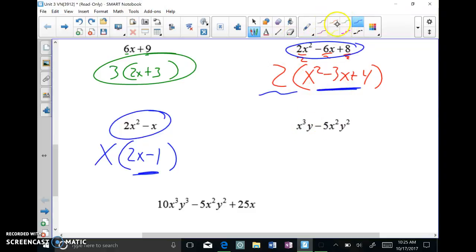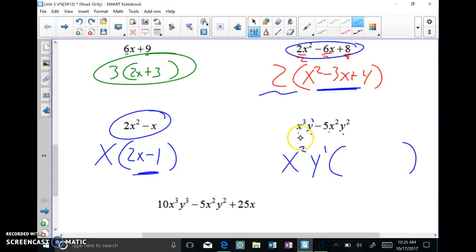Let's do this third one here. All right, they both have x and they both have y. So I could take out x, but how many x's? I got 3 here, 2 here, so I could take out 2. Take out the smallest exponent. They both have y's. This one only has 1, so I can only take out 1. You can always write that exponent of 1. You just don't have to.